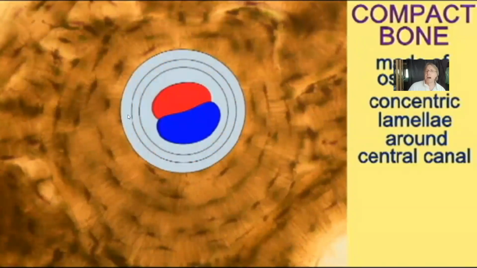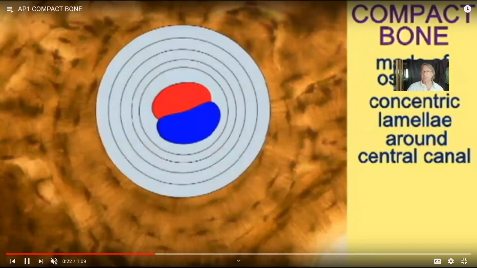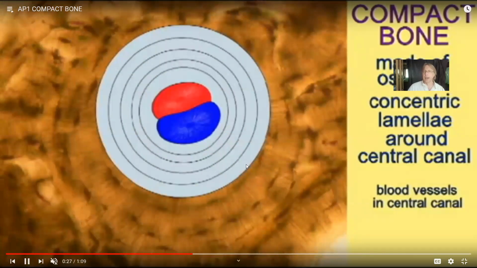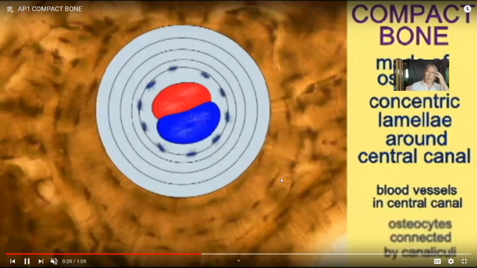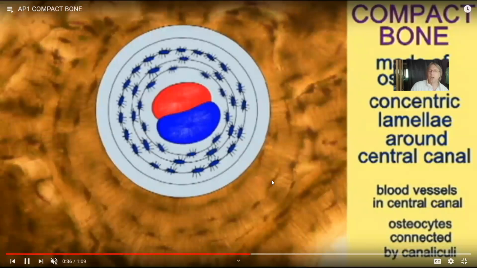These would be concentric cylinders. So there would be one cylinder right around these blood vessels, and then another one around that, and another one around that, and another one around that, etc. So concentric lamellae. Now, in these lamellae would be these cells known as osteocytes.